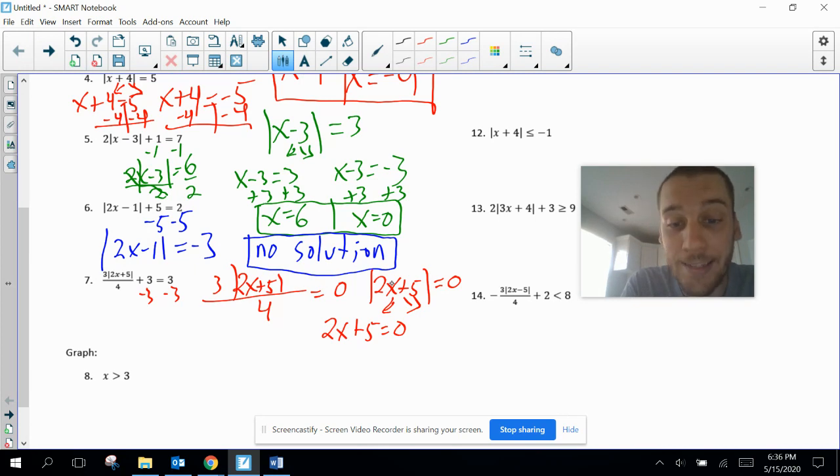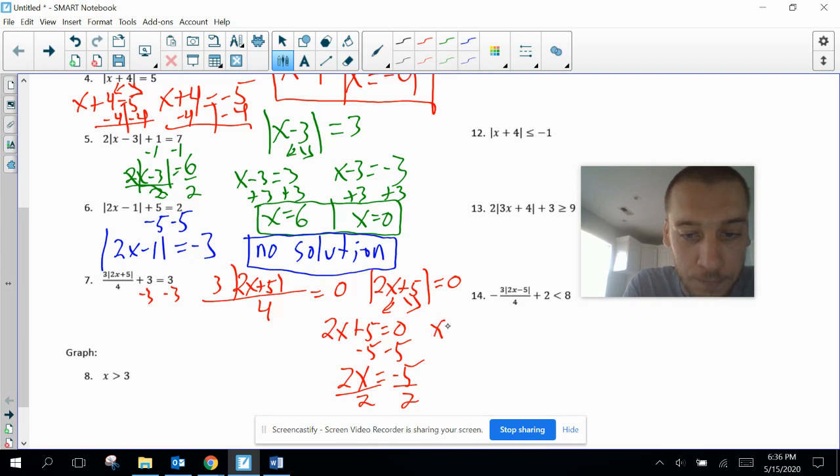So in this case, there's only going to be one solution, because if I split it up over here, it would be the exact same thing. All I have to do is subtract 5 on both sides. I get 2x equals -5, and then divide by 2 on both sides. There's only one solution for this one: x equals -5 over 2.